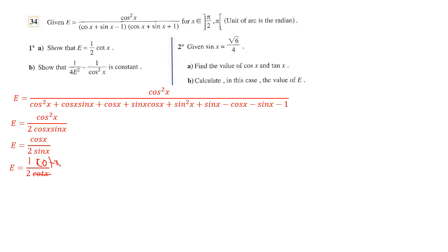I'm not going to continue the question because I've already solved similar ones. We have here, for example, sine x, and you need to calculate cosine from sine squared plus cosine squared equals 1, and you need to calculate tangent, it's sine over cosine after all. And then they ask you to find the value of E. You know that E is 1 over 2 cotangent x, so after calculating cotangent, you replace cotangent by its value in E. Okay, so this is very important.